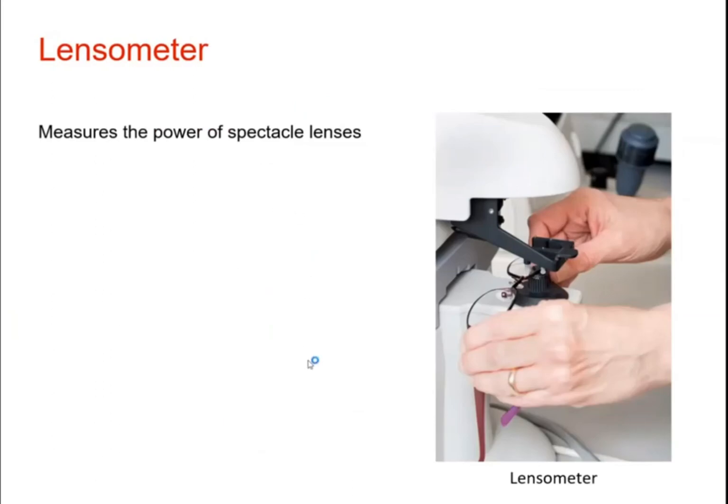Okay, a lensometer is an instrument that's used to measure the power of spectacle lenses, right? So basically what you do is you put the spectacle lens onto this instrument, and it's able to give you an indication of what's the power of the spectacles.